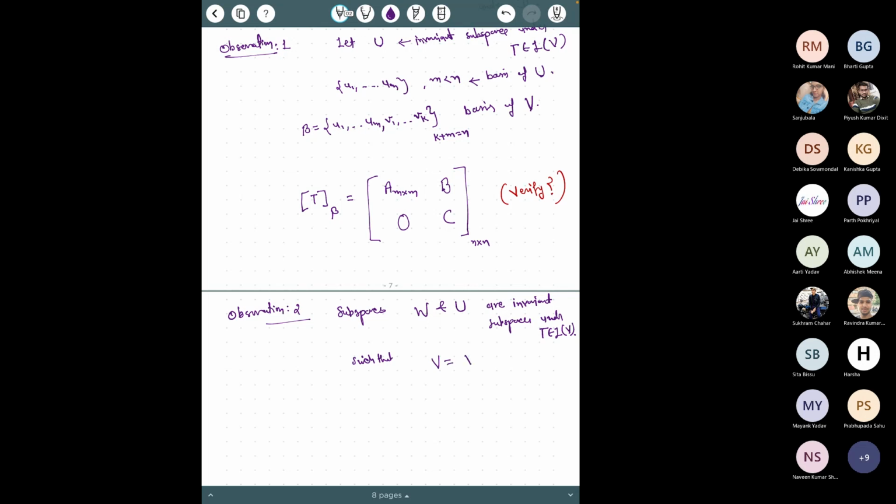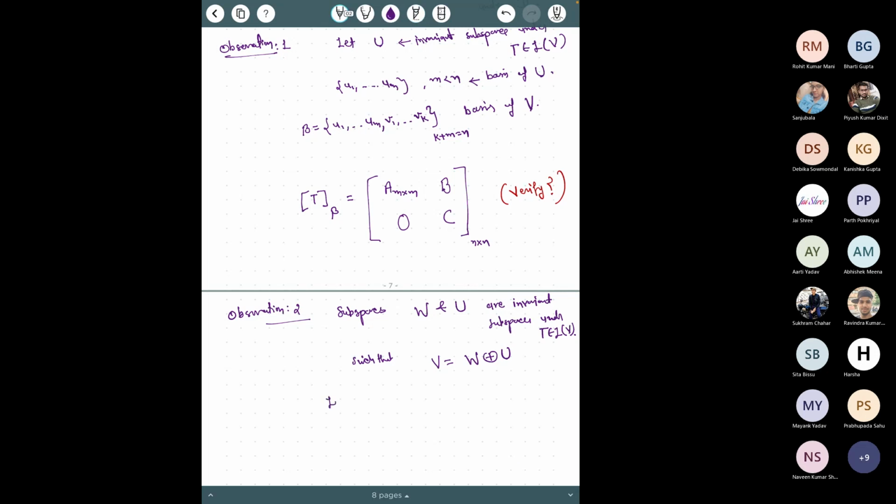V is the direct sum of W and U. You know what is the direct sum, right? So suppose that we have two subspaces and V is the direct sum of W and U. If V is the direct sum of W and U, then you know that if you take the union of a basis of W and a basis of U, then that union will form a basis of V. That you know, right? We have done this because of direct sum. So you can take the union of these two bases.